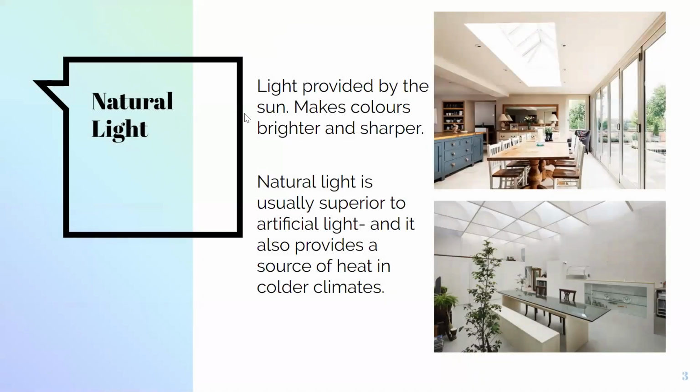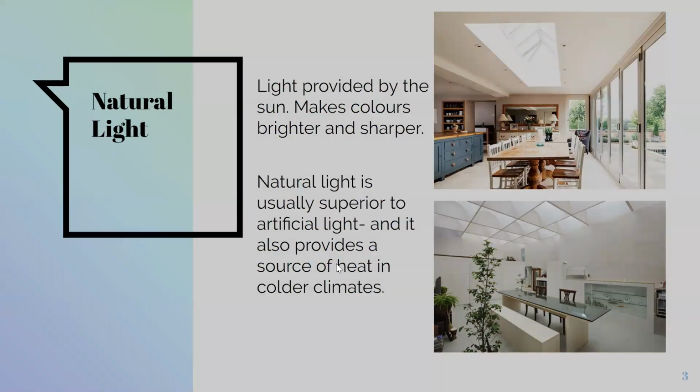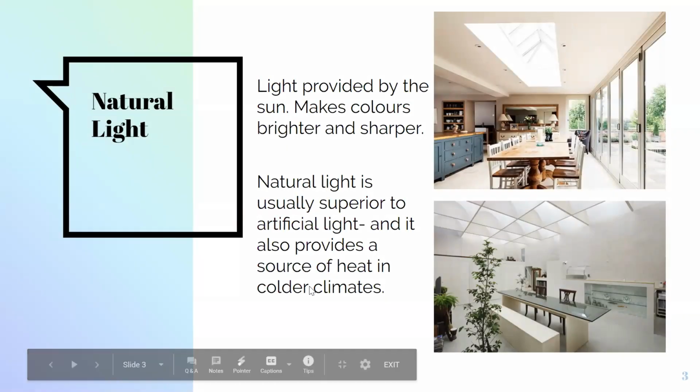When we talk about natural light, we're talking about basically light from the sun. So using windows, skylights, anything like that to provide natural light to your home. It's considered superior to artificial light. The only problem is when the sun goes down, you lose it. It's also considered to be a heat source in places like Nova Scotia or anywhere colder than that.